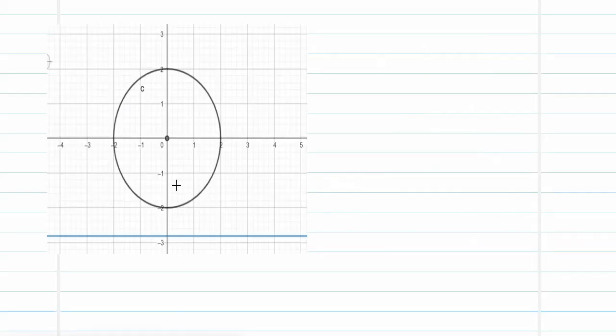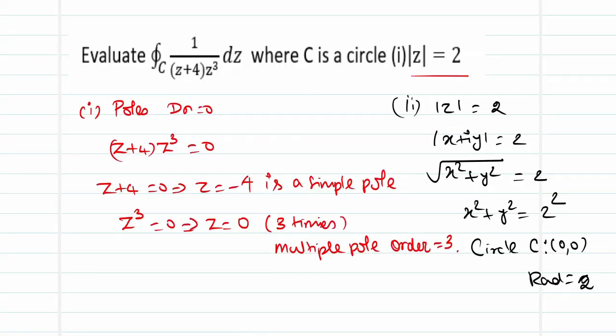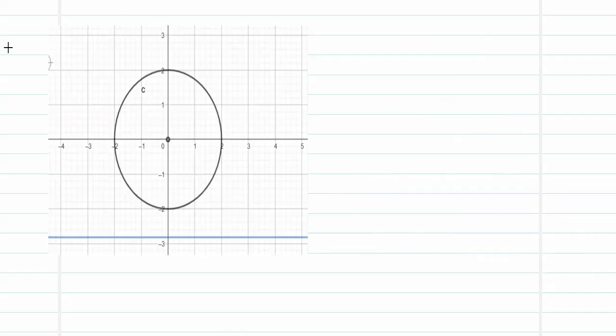Now this gives you the circle with center 0, 0 and radius equal to 2 units as required. Now what is the next point? We have to identify the position of the poles: z equal to minus 4 and z equal to 0. So what happens over here? We have two poles, z equal to minus 4 and z equal to 0.